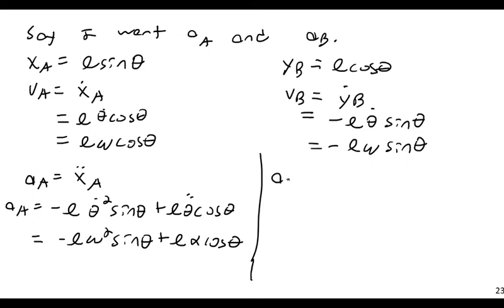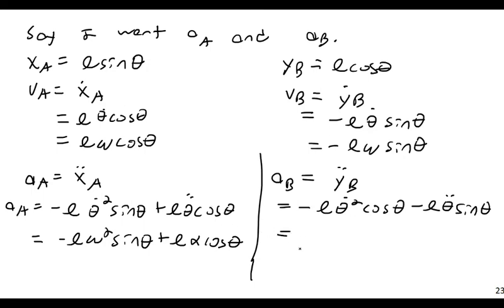And then A_B is equal to Y double dot B, which is equal to negative L theta dot squared times cosine theta minus L theta double dot times the sine of theta, which is equal to negative L omega squared cosine theta minus L alpha times the sine of theta. All right, that was a long one.